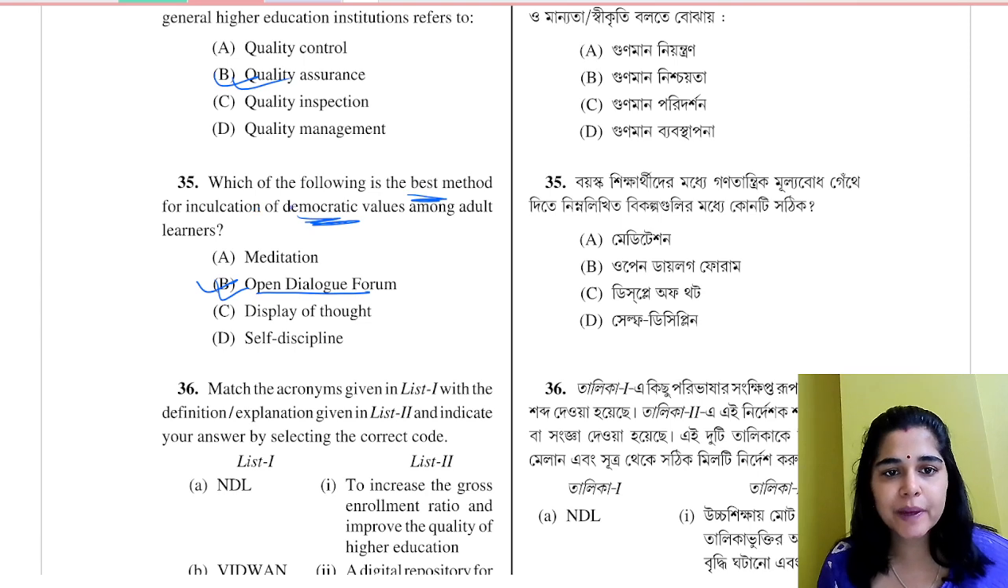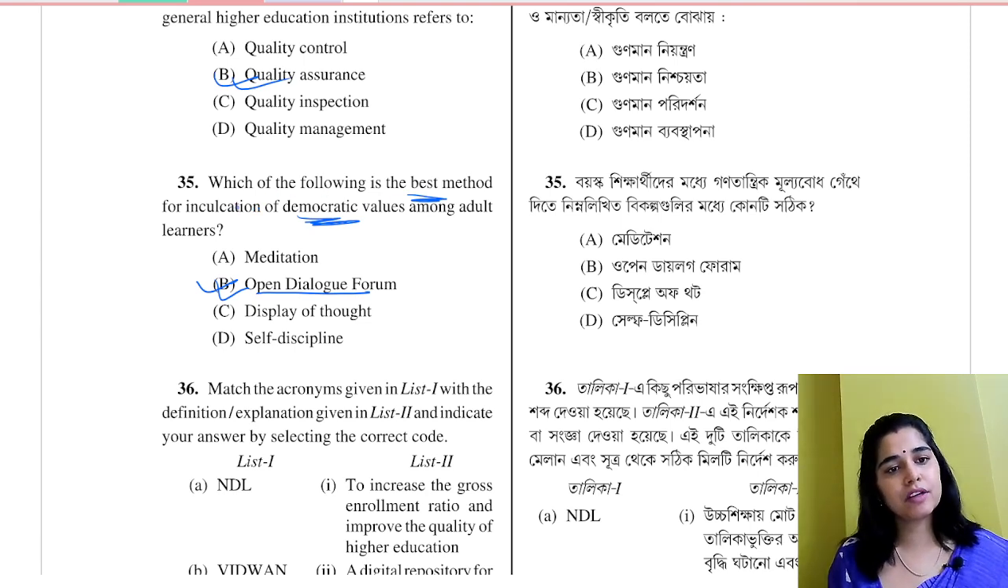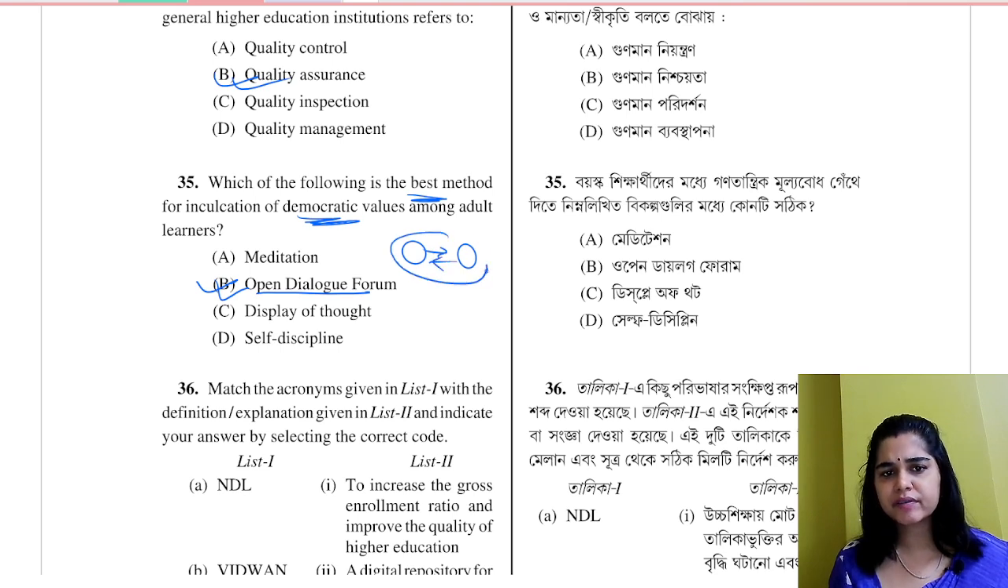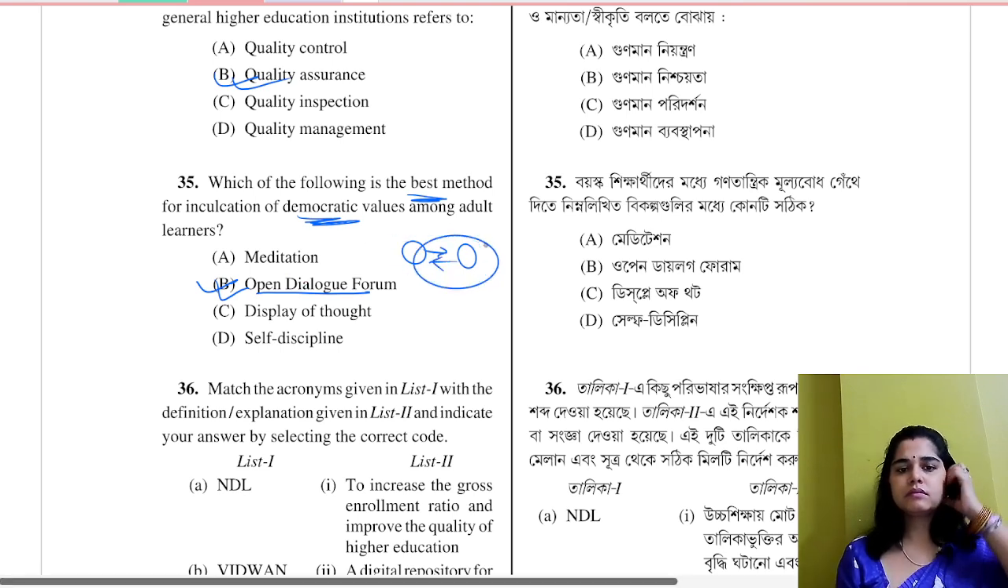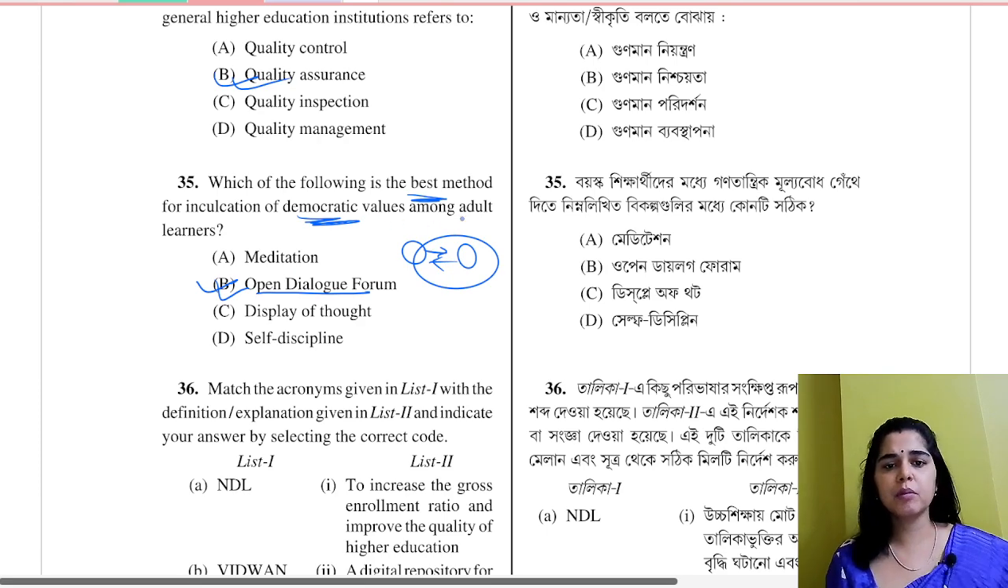Generally, what is this question explaining? Which of the following is the best method of inculcation of democratic value? How are you providing democratic value among the adult learners? Democratic value is a normal Prajatantra value, where both have equal interaction. So among the adult learners.